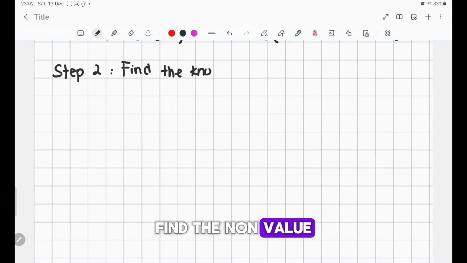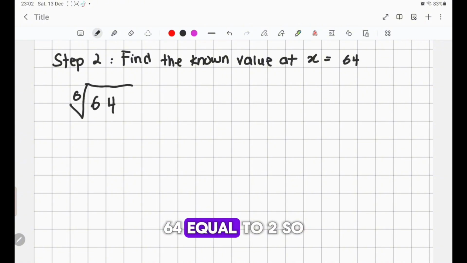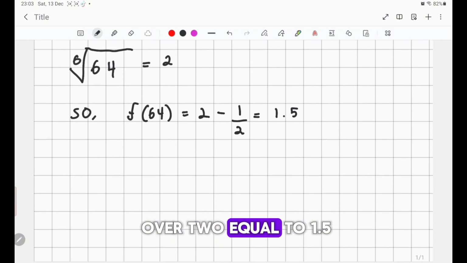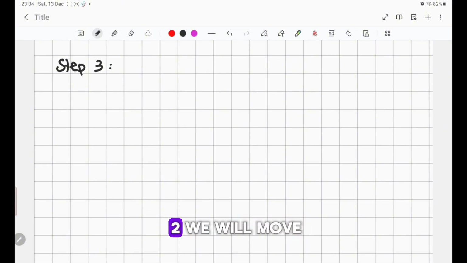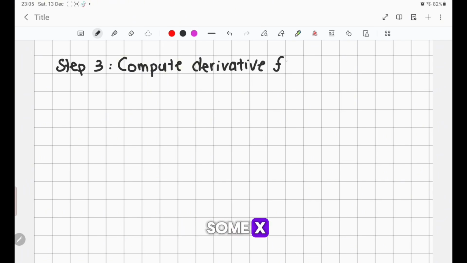Find the known value at x equal to 64. The sixth root of 64 equals 2. So f of 64 equals 2 minus 1 over 2, which equals 1.5. So after step 2, we will move to step 3. Step 3 is to compute the derivative f prime of x.